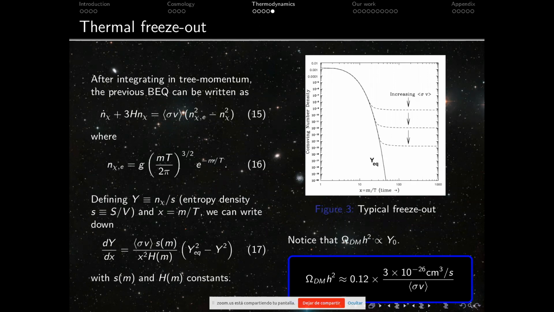Is there any question so far before we enter into the model? It seems no. Okay.